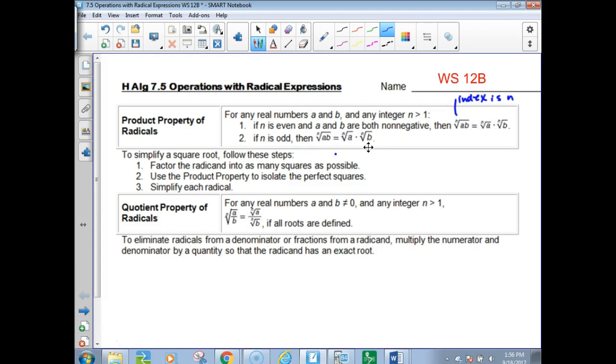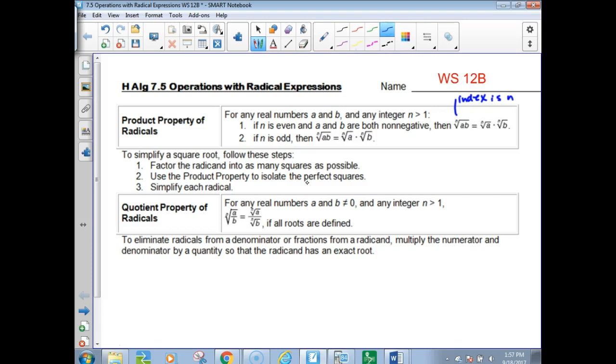It looks like the same index thing to me, so let's not worry about that part too much. All right, we want to simplify a square root or a cube root or a fourth root. You factor the radicand into as many perfect powers as possible.